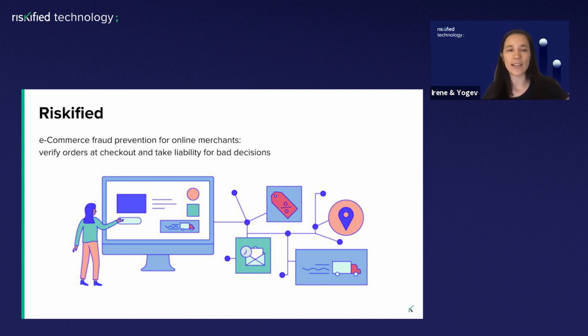Riskified started out focusing on verifying orders at checkout for online merchants. When you go online to buy a pair of shoes, the moment you press the buy or purchase button, we have a few seconds to decide if the details you've entered match the cardholder's details. We want to make sure the person who has the credit card approves this purchase. If we see too many mismatches, we'll probably decline the order. We are the ones making these decisions for merchants and then taking liability if we get the answer wrong.